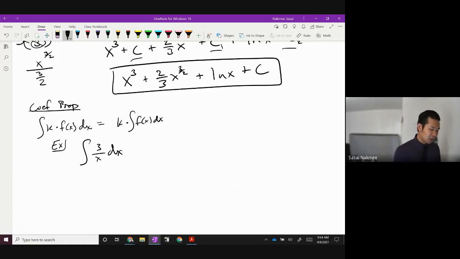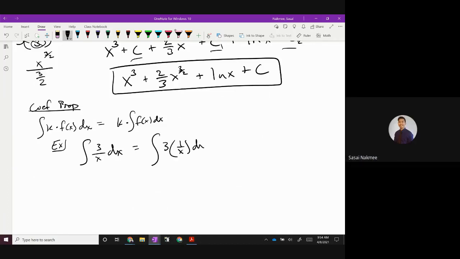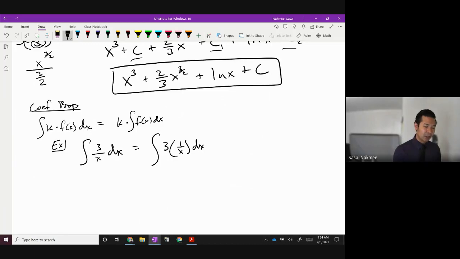So what you can do is take out that 3. What I'm saying is rewrite the fraction as 3 times 1 over x dx. And that's perfectly fine, right? If I multiply that out, it'll still be 3 over x. So you can pull out that 3 from the numerator, write it like this. Why? So now I can rewrite this as 3 times the integral of 1 over x dx.